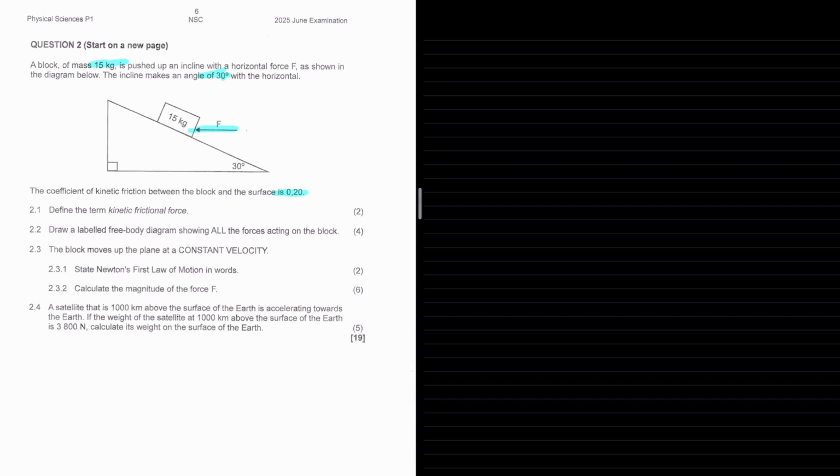Draw a labeled free body diagram showing all the forces acting on the block. So the block is on an incline, so it's going to experience a force of gravity straight down.